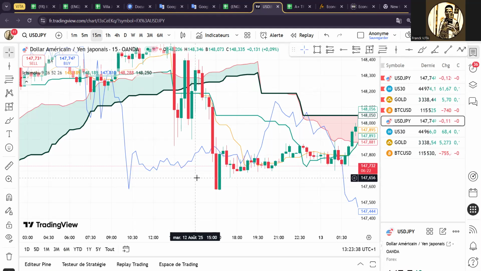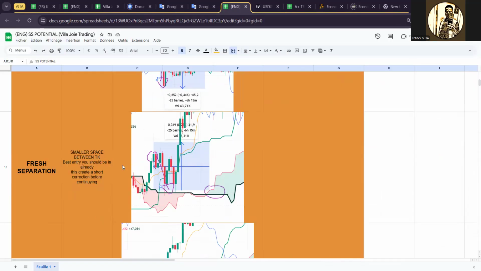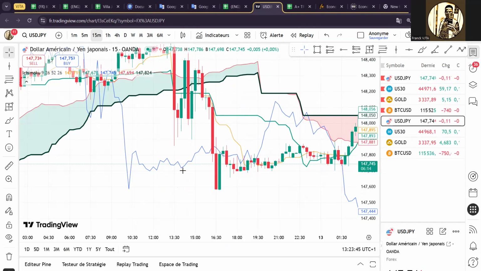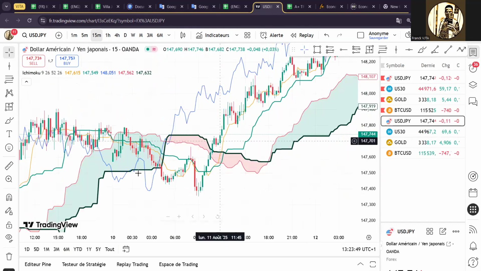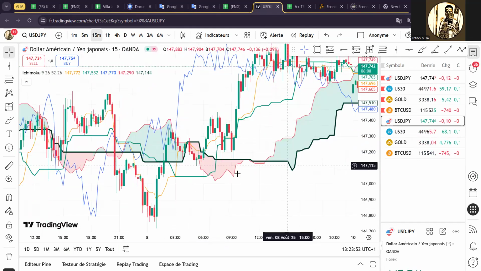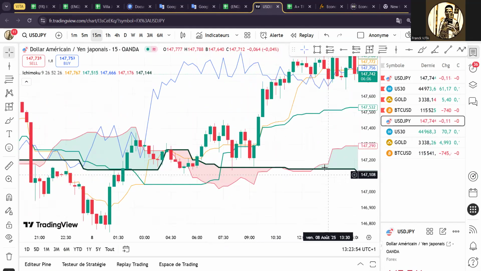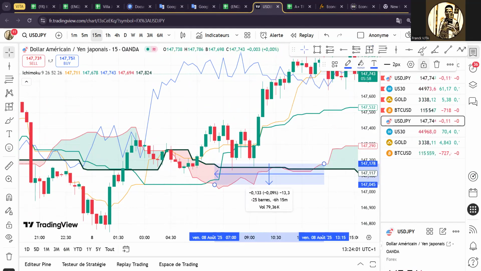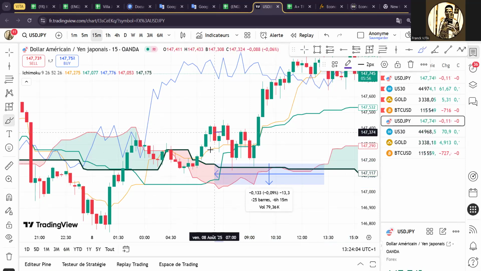So the next one is the fresh separation of the cloud. Fresh separation is simply this one. For example, this one. As soon as you see the fresh separation of the cloud, just right here, each fresh separation includes, this is the candle, an opportunity to have another entry, a best entry, but it will make the price go down a little bit.